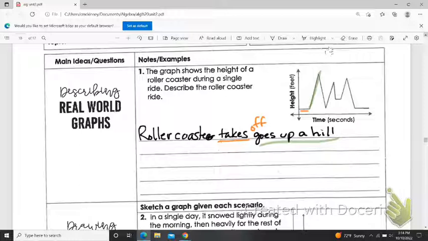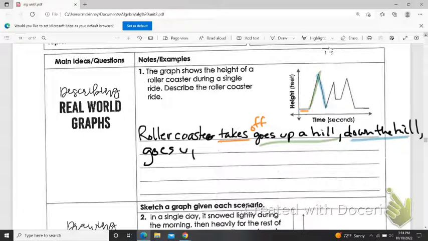Then it's going to go back down the hill, right? Goes up a hill, down the hill. So now I'm coming down the hill. That's this part. Okay, so now it goes up a second hill, not quite as high, right? You wouldn't necessarily have to say not quite as high, but so now we are here, going back up the hill again. But notice it's not quite as high.